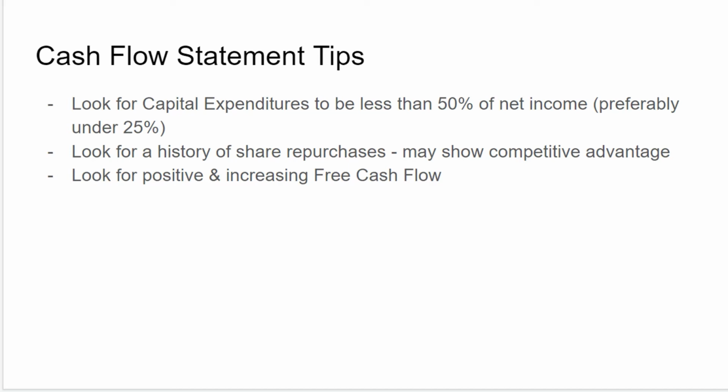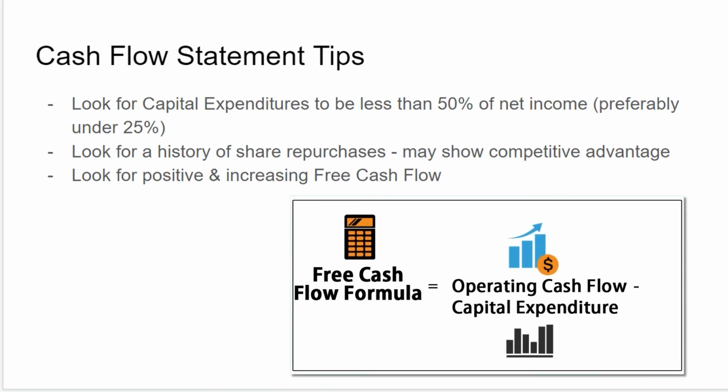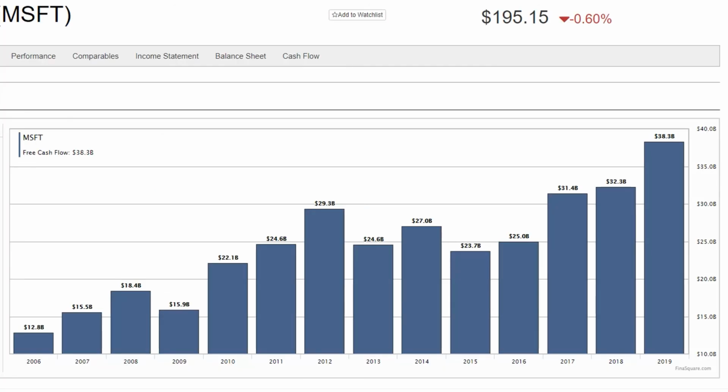And lastly, we want to look for positive and increasing free cash flow. What free cash flow is, you take cash flow from operations, subtract capital expenditures, and you come up with free cash flow. So we want to see that increasing over a period of time. If we look at Microsoft's free cash flow, we can see that back in 2006 they had $2.8 billion of free cash flow, and now here in 2019 they have $38.3 billion. So a very good positive uptrend for the company.